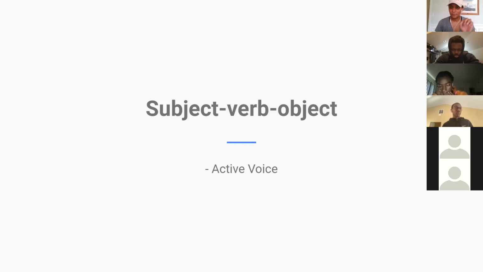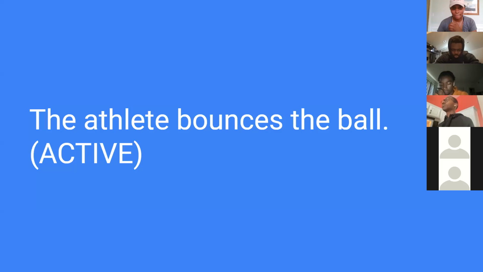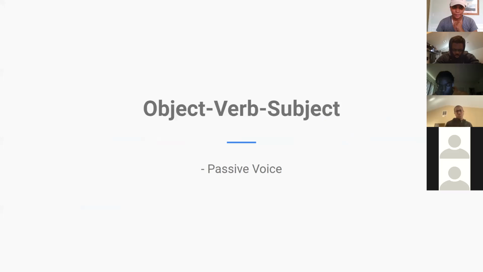Active voice means subject, verb, object, exactly what we were talking about before. If you don't have subject, verb, object, then you don't have active voice. So he bounces the ball, right? That is active voice. The athlete bounces the ball. Subject, verb, object. Subject being athlete, bounces being the verb, the ball being the object. The athlete bounces the ball. That is active voice.